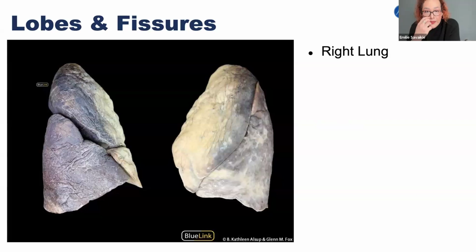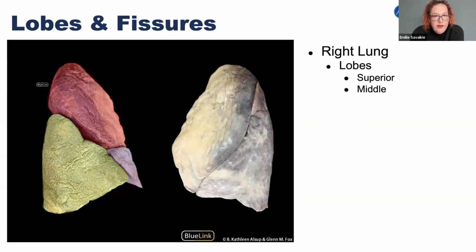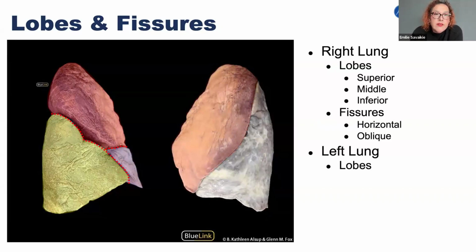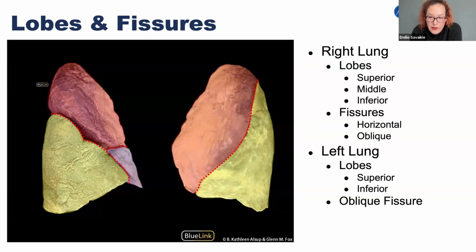Sorry about that. Okay. And then lobes and fissures on the right lung. For the lobes, we can see a superior lobe, a middle lobe, and an inferior lobe with the fissures dividing the superior and the middle lobes, the horizontal fissure, and the oblique fissure, dividing the middle and upper lobes from the inferior lobe. For the left lung, you have 2 lobes, superior and inferior. Since you only have 2 lobes, you have 1 fissure. So that is also your oblique fissure.